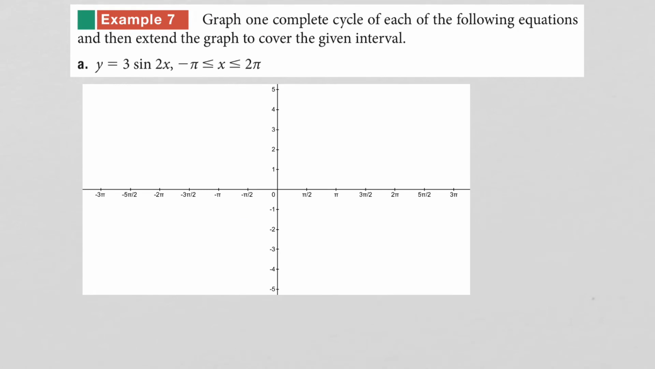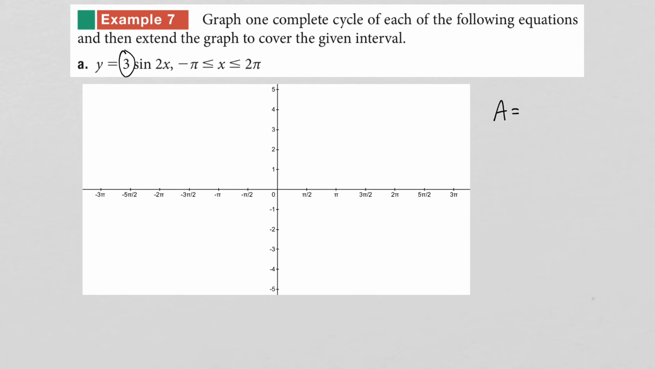So in this next one, we're going to combine the concepts now. We want to graph one complete cycle of each of the following, and there are going to be 3 problems here. This is the first one. First, we want to graph y equals 3 times the sine of 2x. And now I'm going to do this without showing you the basic graph for sine. Instead, we're going to write down the important information.